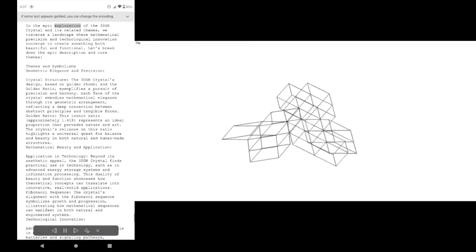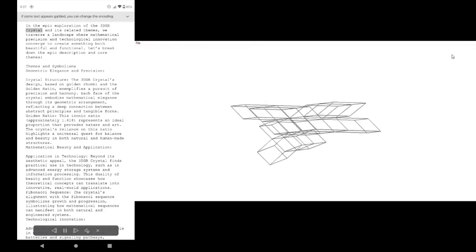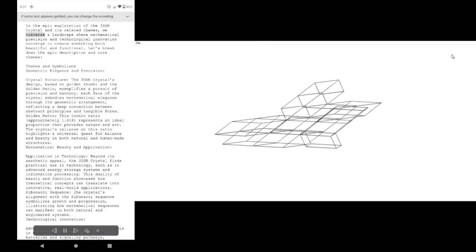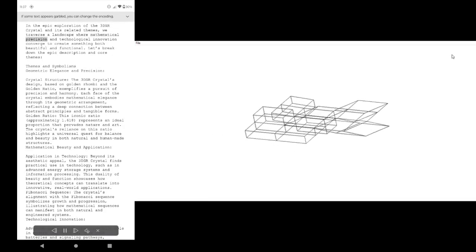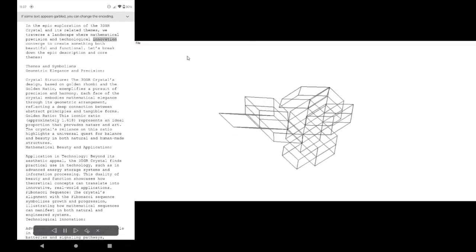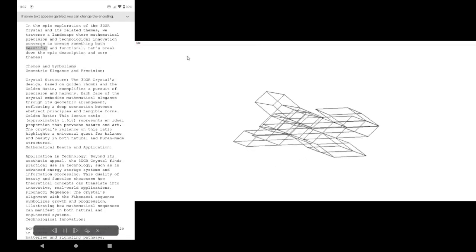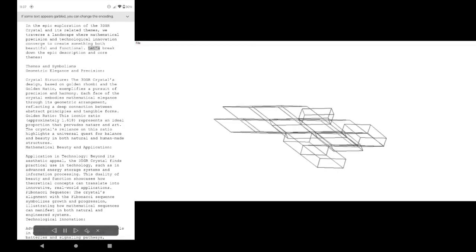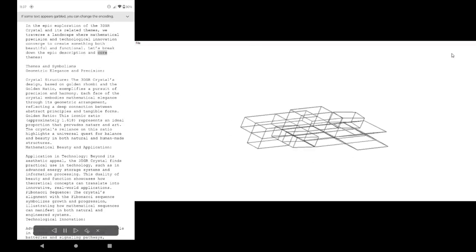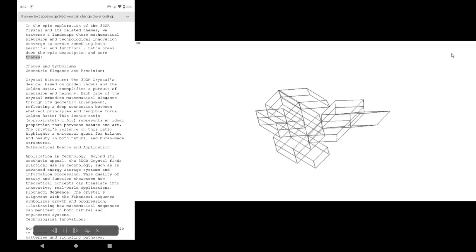In the epic exploration of the 3D GR crystal and its related themes, we traverse a landscape where mathematical precision and technological innovation converge to create something both beautiful and functional. Let's break down the epic description and core themes. Themes and symbolisms. Geometric elegance and precision.